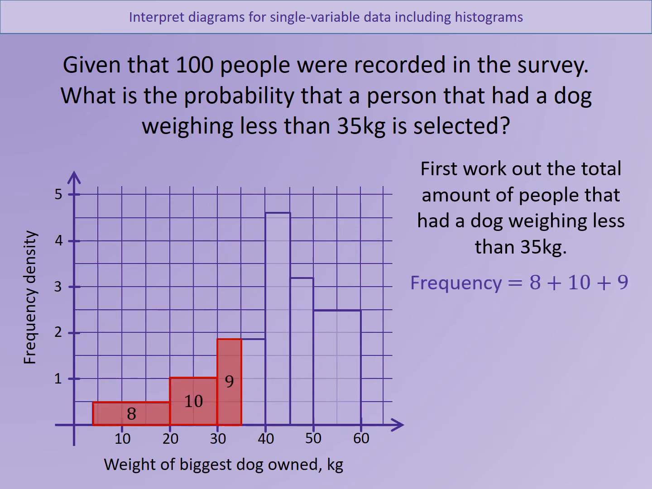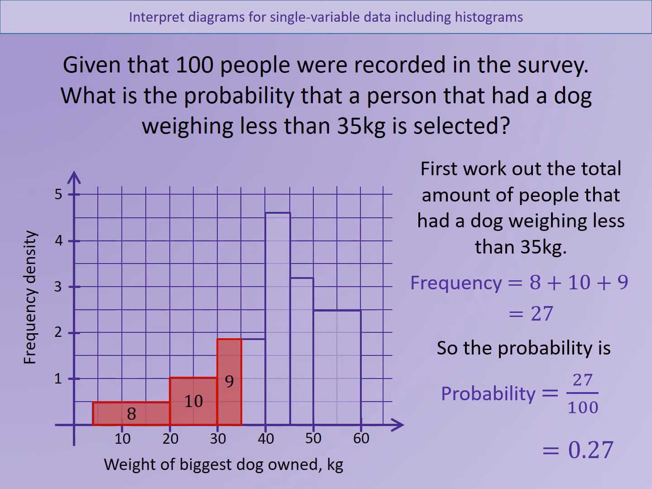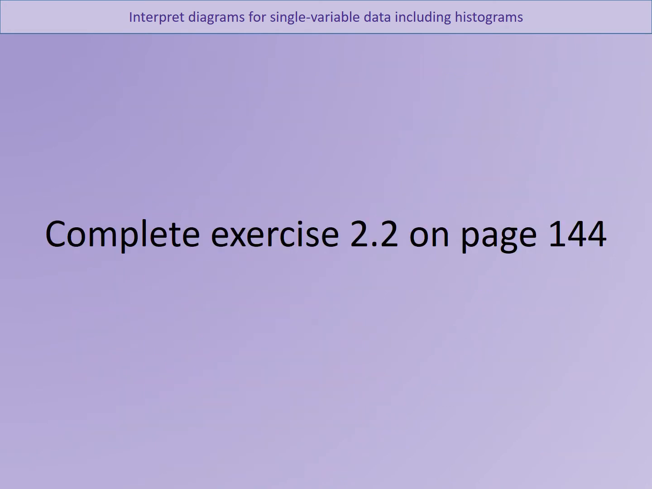The first thing for us to do is work out how many weighed less than 35. So this is where we need to work out the area of each of those bars, and we're only working out half of the bar between 30 and 40. So that gives us our 9, so that's 27 in total. So the probability there is 27 over 100, which we can write as 0.27. Have a go at exercise 2.2 on page 144.